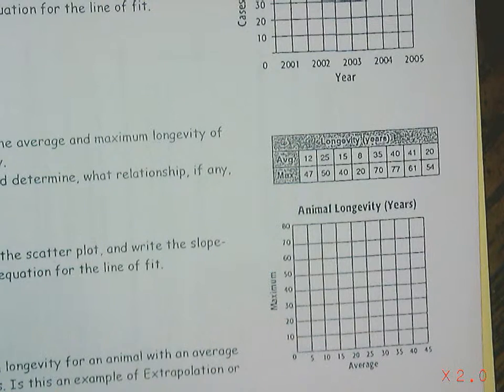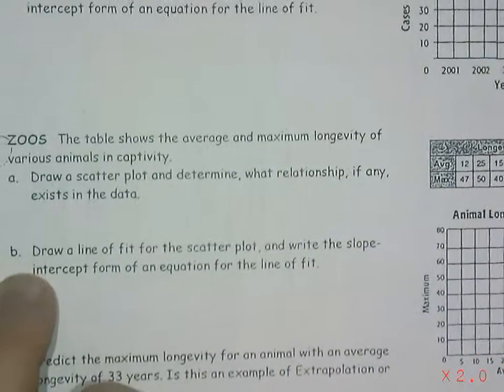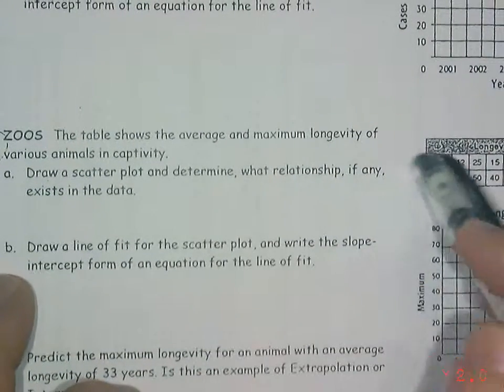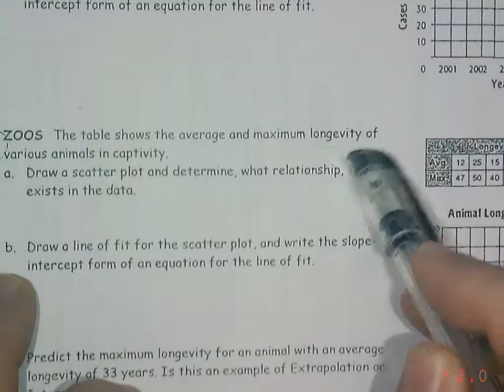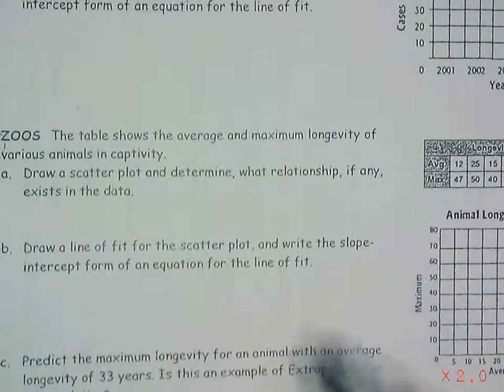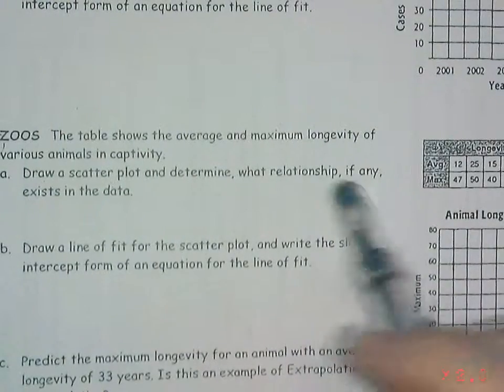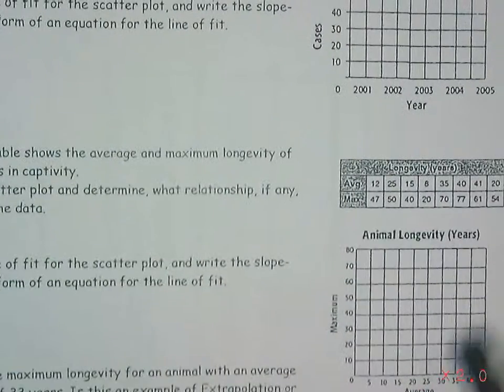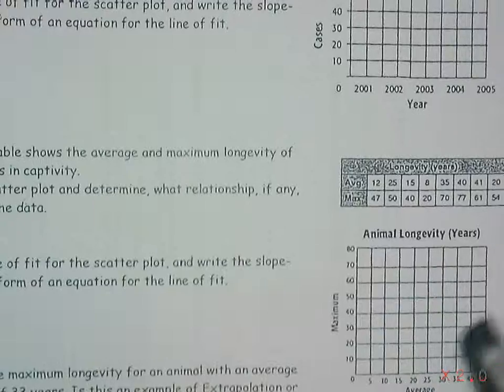Now, your calculator will do that for you, so you don't have to worry too much about doing too much work. It's mostly just entering data, just like we've been doing. So let's look at this example right here. This table shows the average and maximum longevity of various animals in captivity. It wants me to draw a scatter plot to determine what relationship, if any, exists in the data. I'm not going to make you guys draw the scatter plot in, okay?